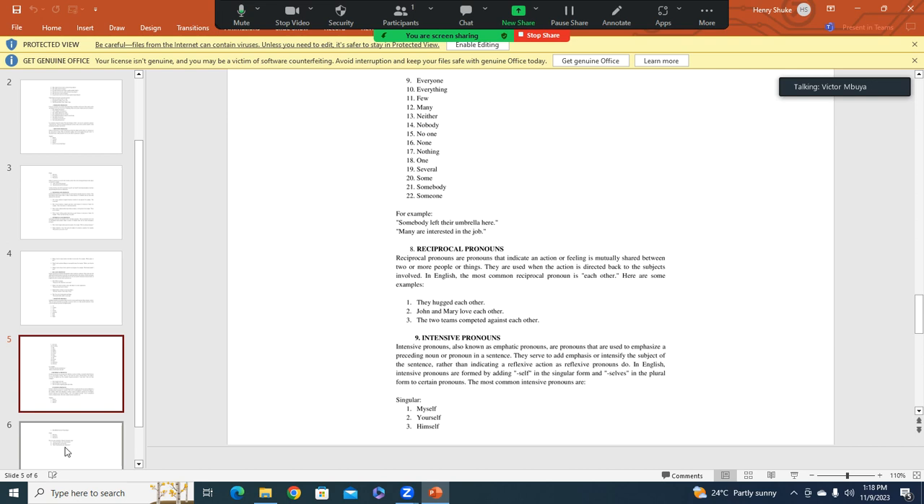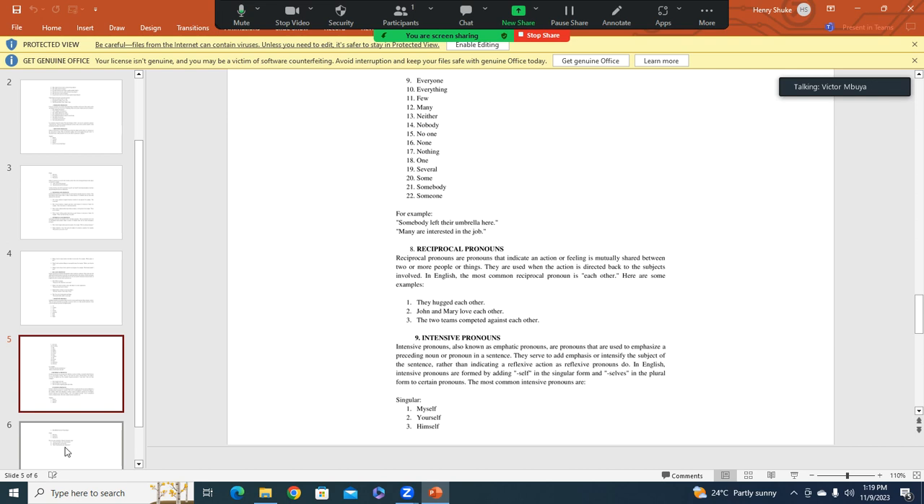Here are some of the examples. They hugged each other. John and Mary love each other. The two teams competed against each other. Finally, we have the last type of pronoun, that is intensive pronouns.